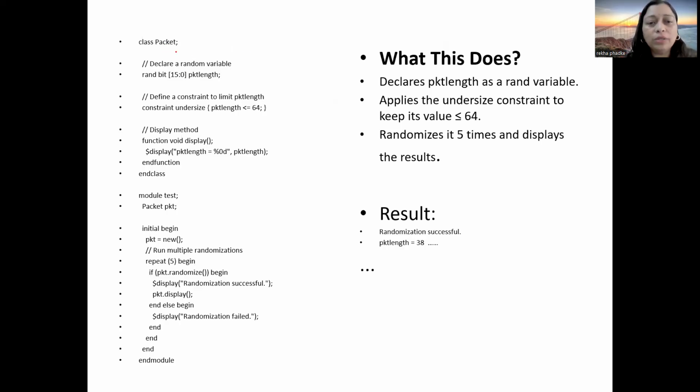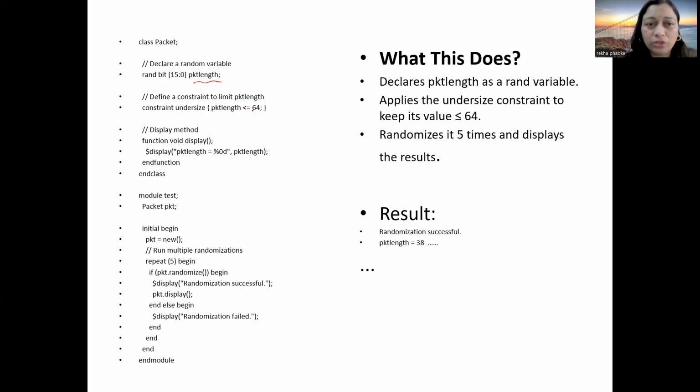Here, to make it clear, I've taken an example. The name of the class is packet, and inside the class I have one rand variable named packet length, which is 16-bit data. If it's not constrained, it can have a value anywhere between 0 to 65536, that is 2 raised to 16. But since I'm constraining it, you can see that it will have a value anywhere between 0 to 64.